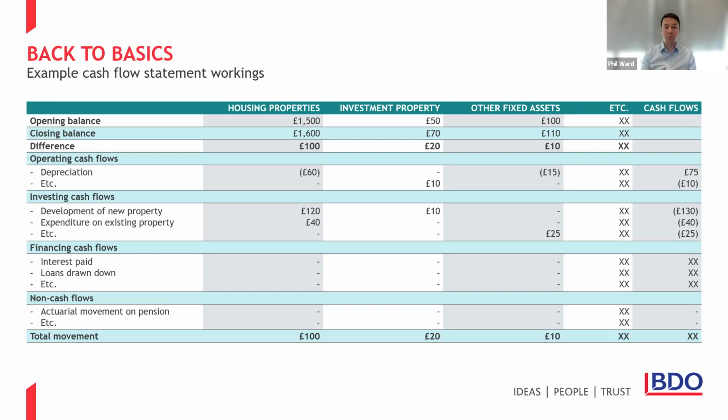This one, for example, has each financial statement area across the top. So your housing properties, investment properties, other fixed assets, that will continue into each separate line of your debtors and creditors, so trade creditors, accruals, etc. The more detail you break those out into, the easier it is to do the cash flow statement.